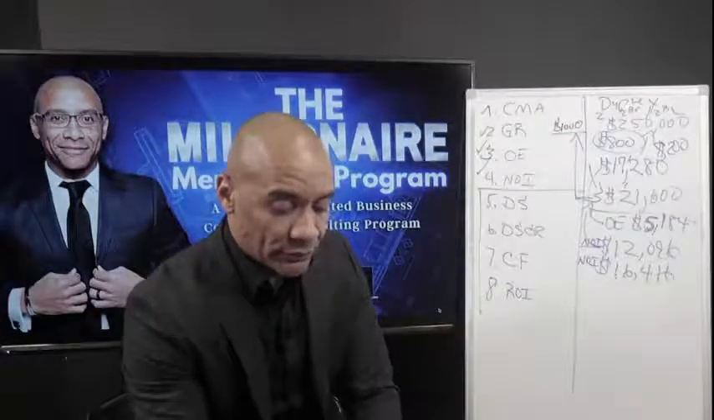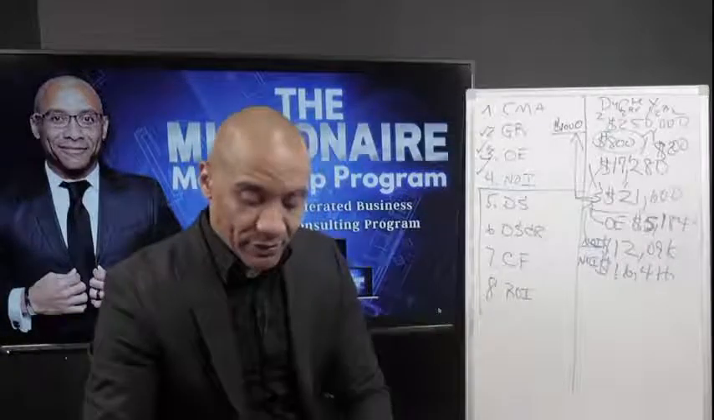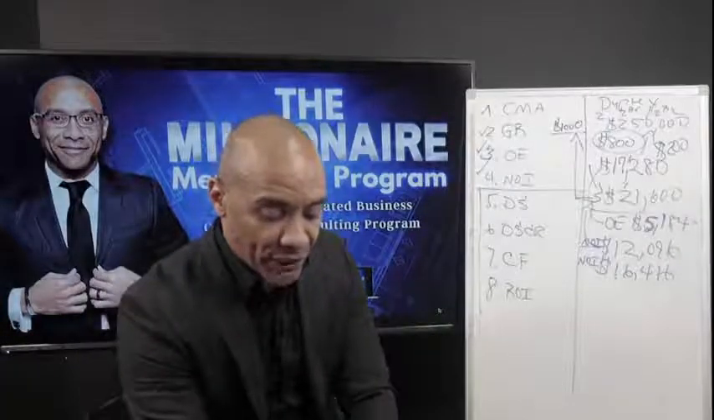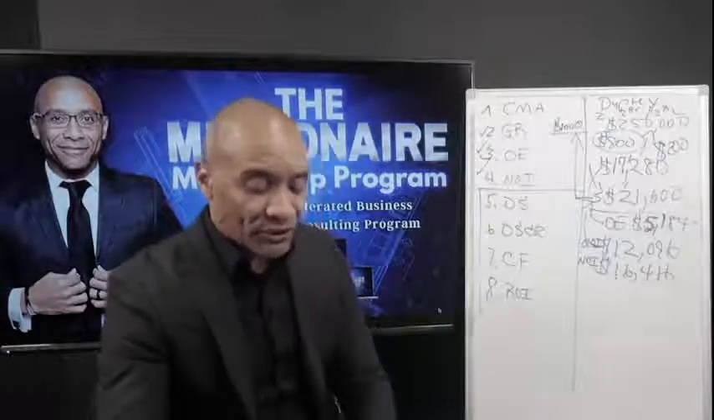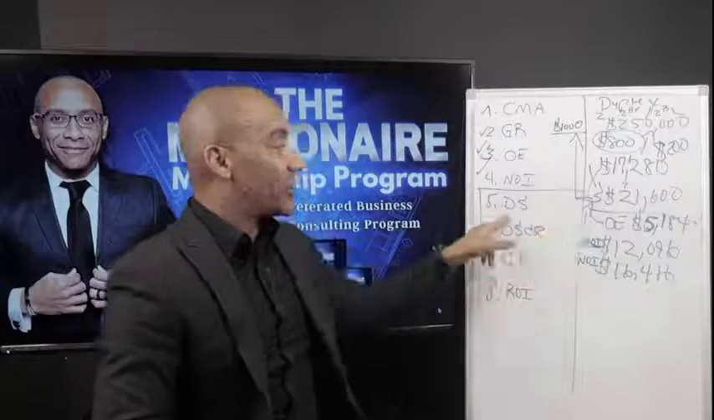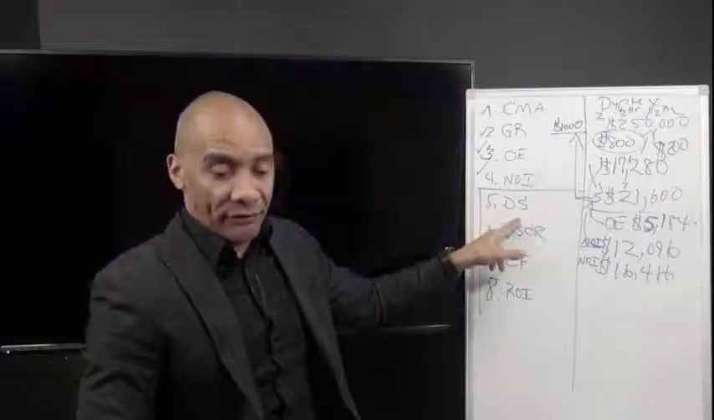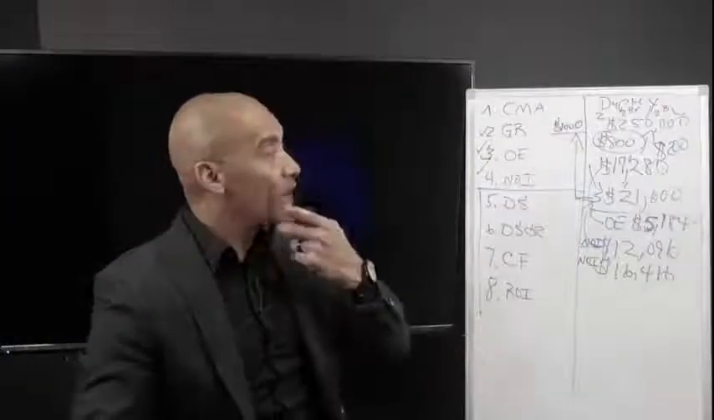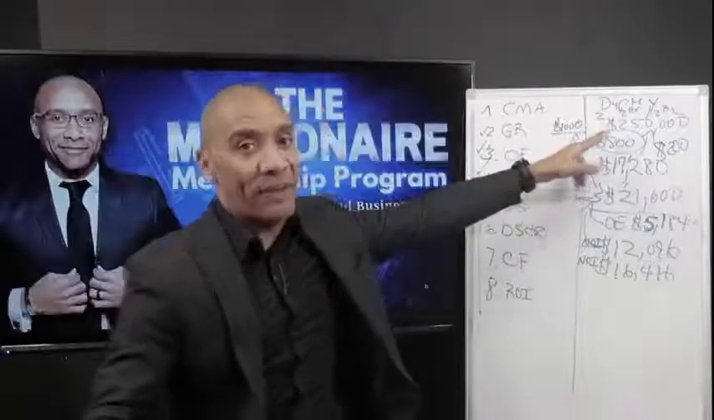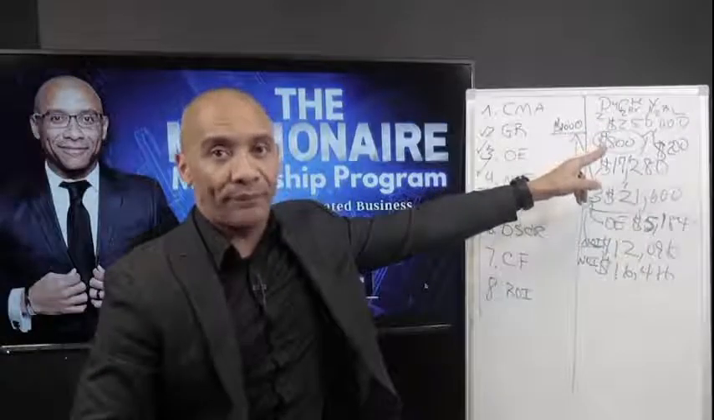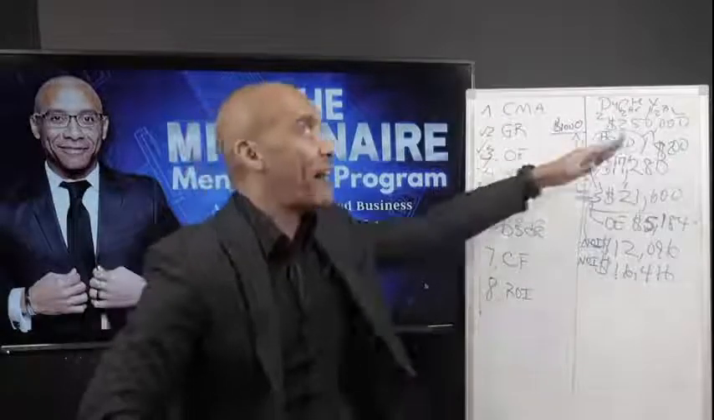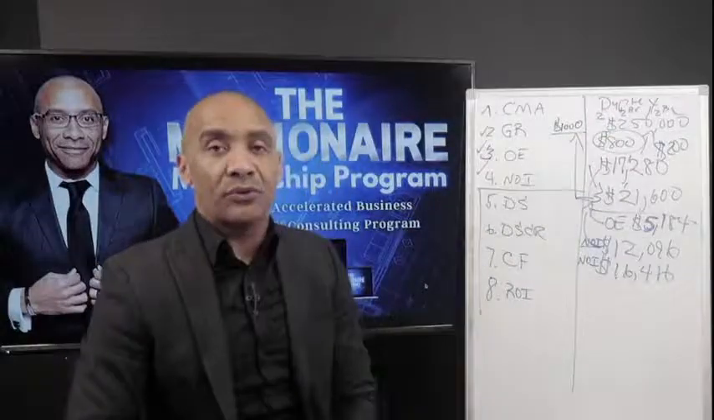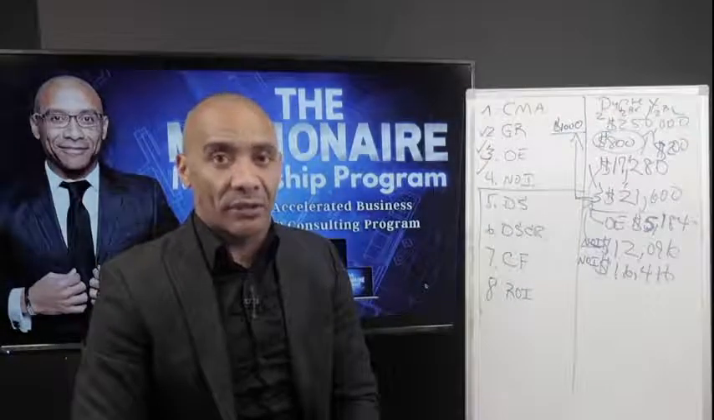So 250 minus 25% is $62,500 at 25% as an investor. That will leave you with $187,500. So your debt service, your mortgage, if you actually put 25% down on this property as an investor, that would be $62,500 to purchase this $250,000 duplex.